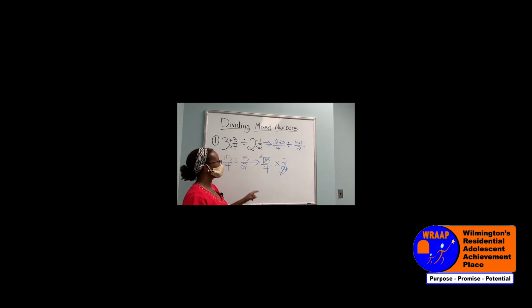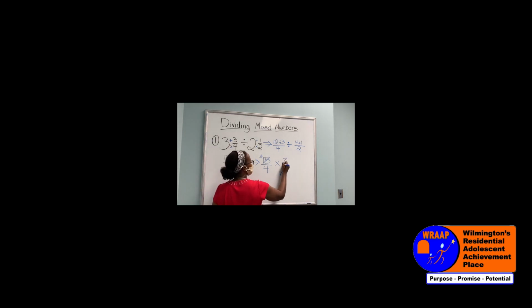Now, I'm going to look on the other side, okay? This numerator and this denominator. And I'm going to say, okay, those two, 4 and 2, actually share factors. So 2 is the factor they have in common. And so how many times does 2 go into 2? 1 time. And how many times does 2 go into 4? 2 times.